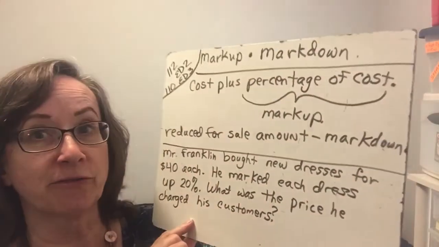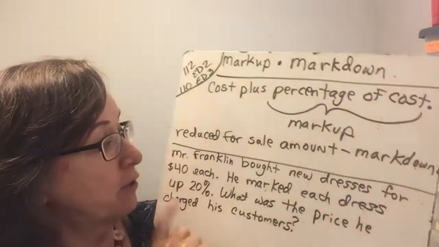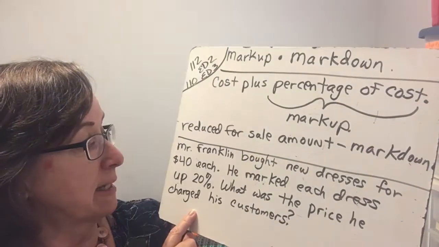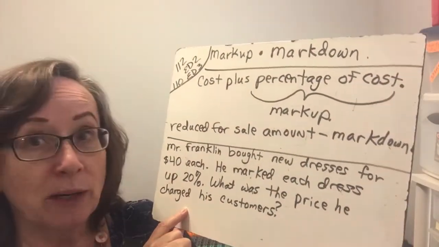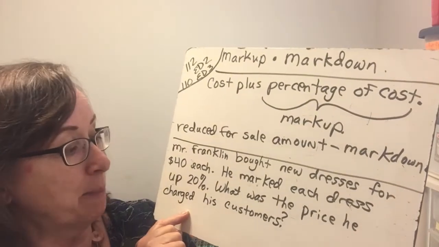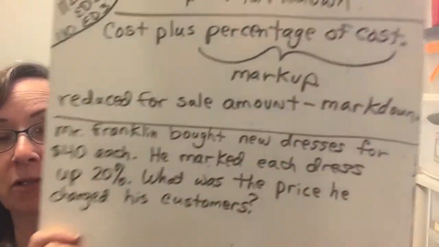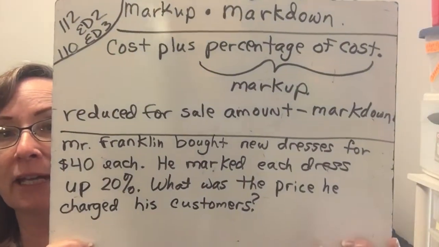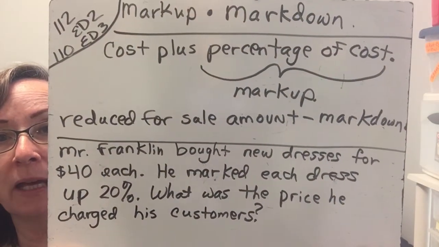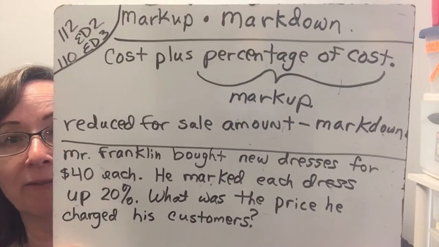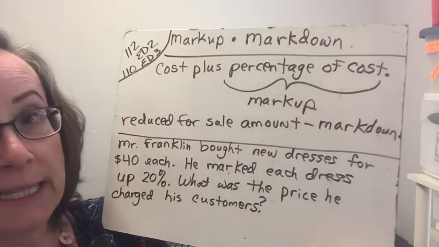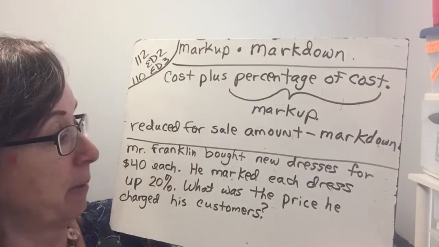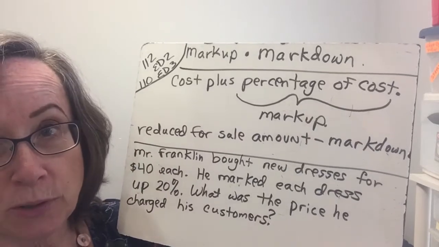So here we have our first example. Mr. Franklin bought new dresses for $40 each. He marked each dress up 20%. What was the price he charged the customer? Here's our board in case you can't see it very well. We have the percentage amount that he told us. He said they're going to mark it up by 20%.